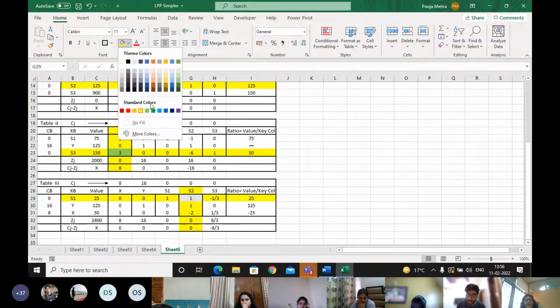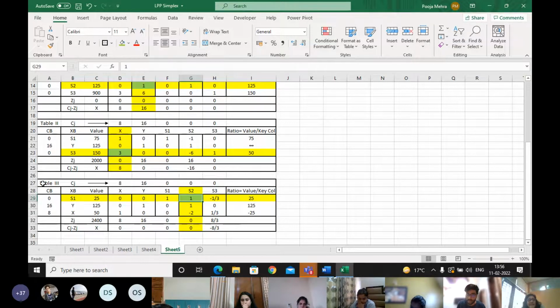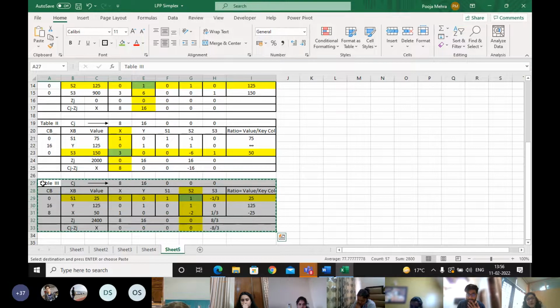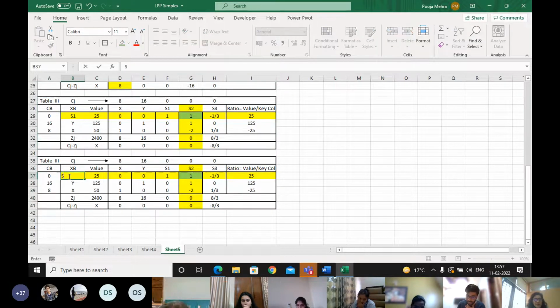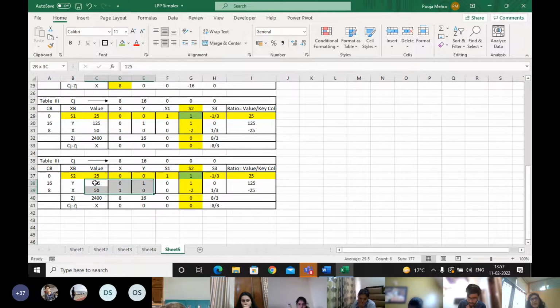Now you can have the next table, and in that table we can see we got the same Z value, that is 2400, with different values of the basic variables. We can check. Our first row is the key row and here is the key element, so it remains the same. The only thing is here we have S2, and the coefficient of S2 is also 0, so this remains the same. And the rest two rows we'll calculate. All right.